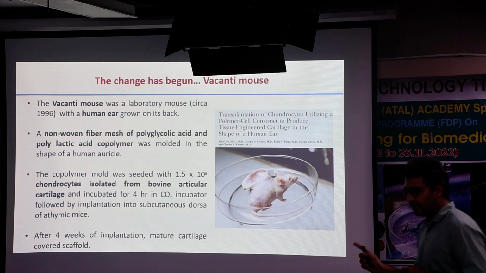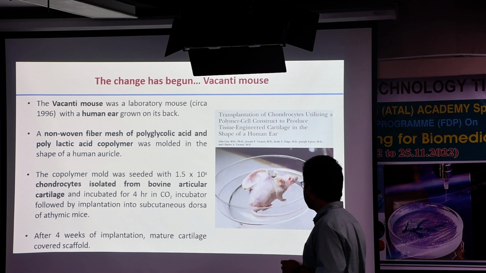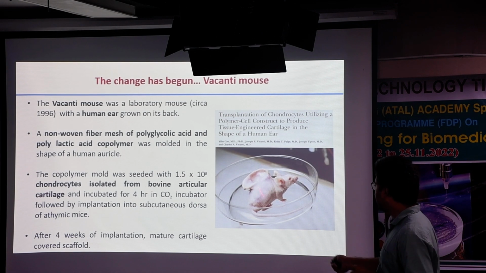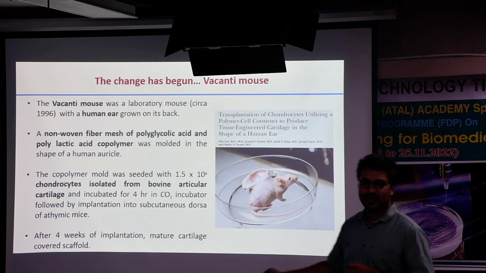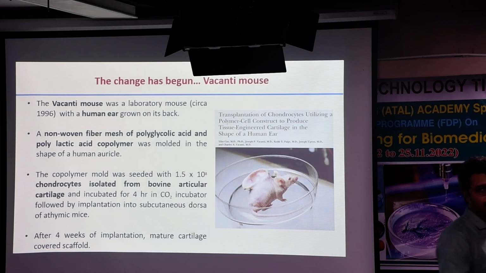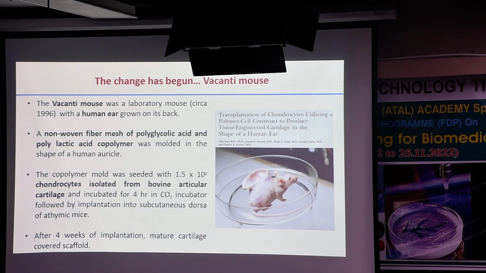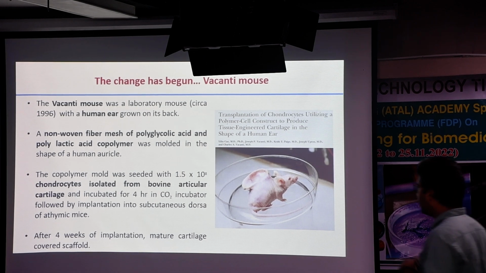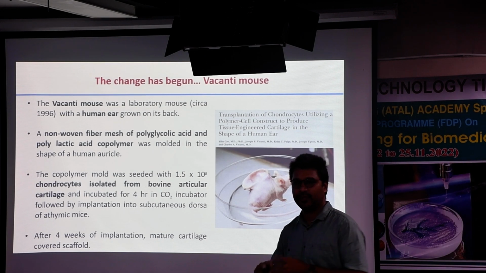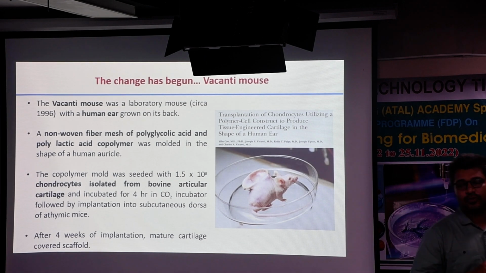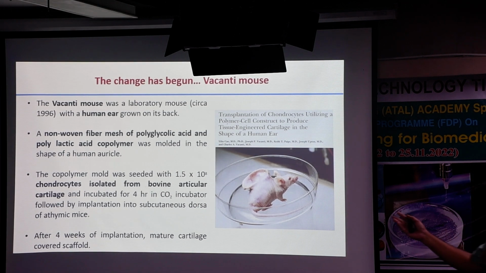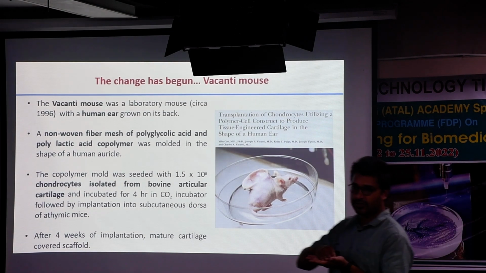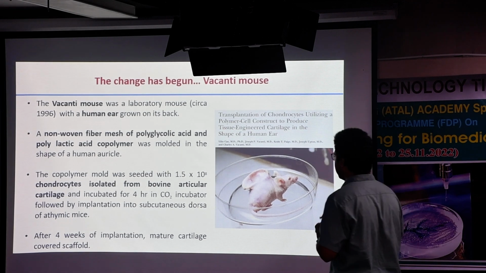So in order to avoid that scenario, what we have is an engineered mouse called the nude mouse, not just because it doesn't have hair. It's called nude because it doesn't have any sort of immune cells, no B cells or T cells. So you can basically introduce anything into the body of this mouse and it will not be rejected. Okay, so ultimately this copolymer scaffold seeded with chondrocytes was implanted subcutaneously.